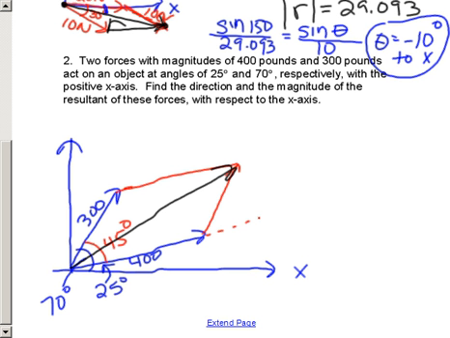Right? How do you know the graph would be this way? Because it says with respect to the x-axis, so it's the positive direction, so positive is up. This one was negative, so it was down, 25 degrees. And then 70 degrees is up there more toward 90.